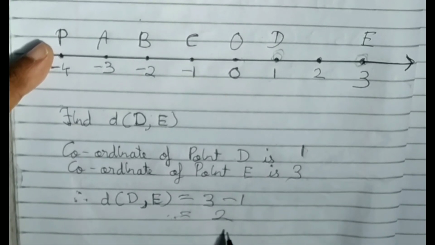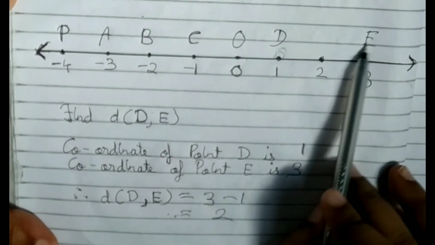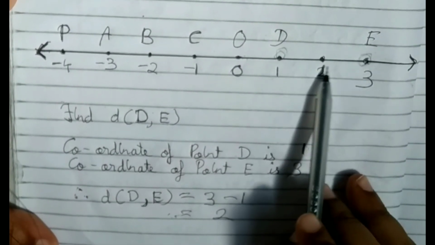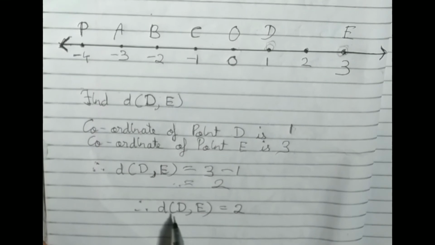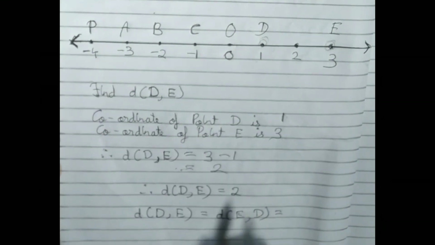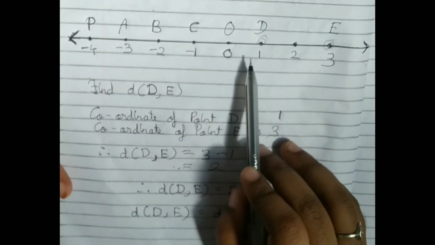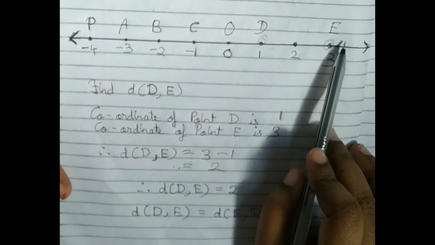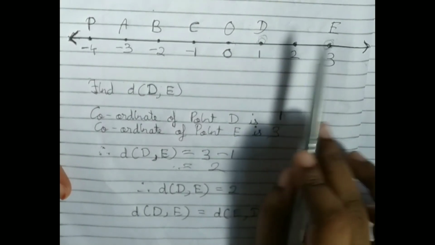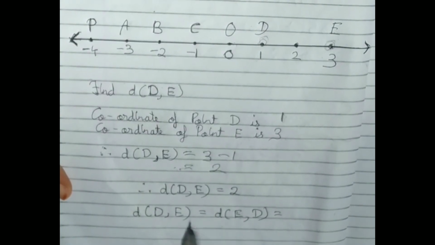2. From the number line also we can see the distance between D and E is how much? 1 and 2. Therefore distance DE is equal to 2. Now see, the distance DE will be equal to distance ED, right? DE is equal to ED. It is the same. If we interchange the points, then also the distance will remain the same.